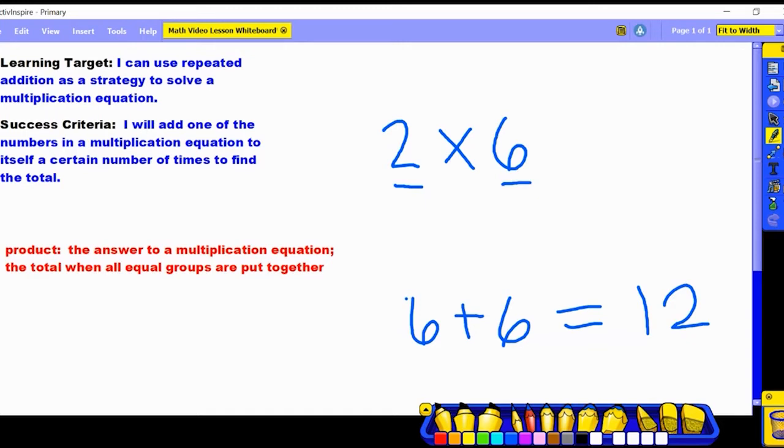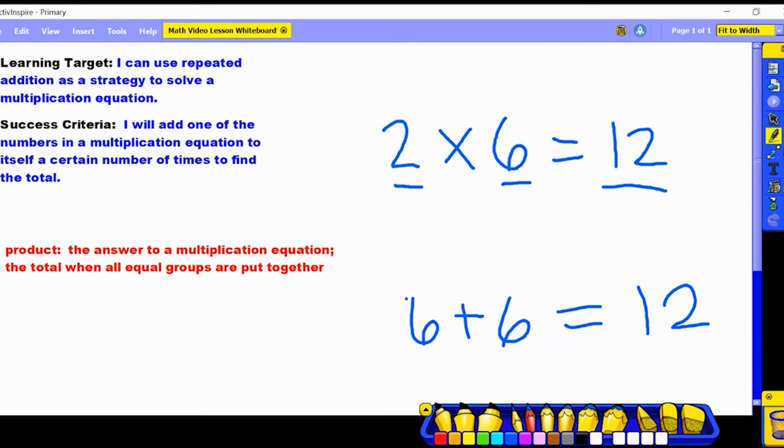Another mental math strategy you could use, if you didn't know 6 plus 6, but you knew 5 plus 5 is 10, then you would just add on 2 more 1s to that to figure out 6 plus 6. Either way, we've used that repeated addition, adding 6 to itself 2 times, to figure out that the product, or the answer, to 2 times 6 is 12. If we had 2 groups of 6, we would have 12 altogether.